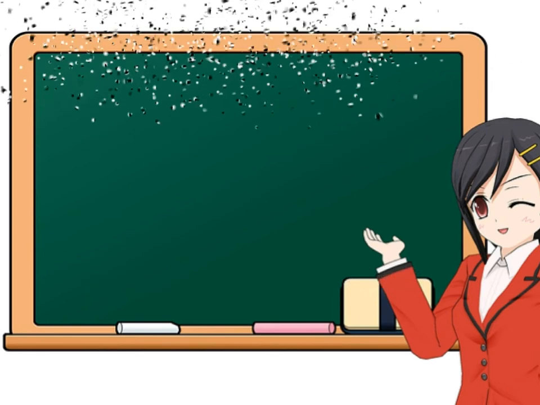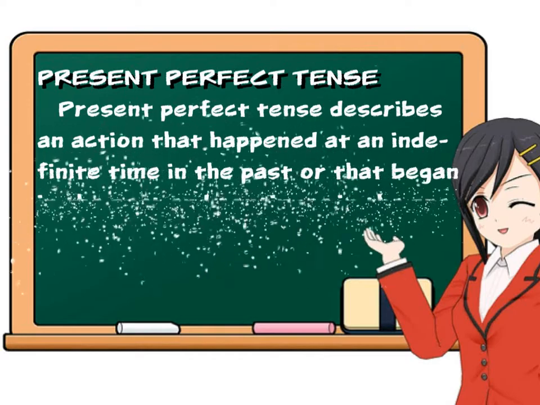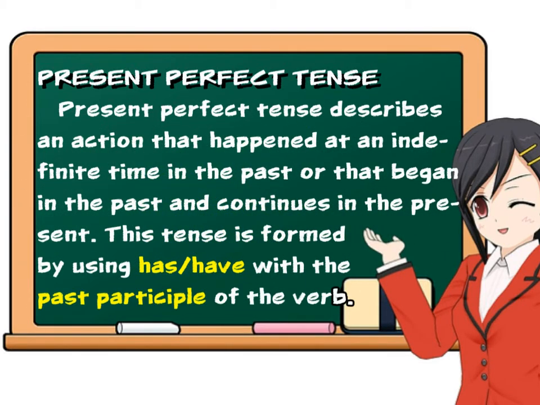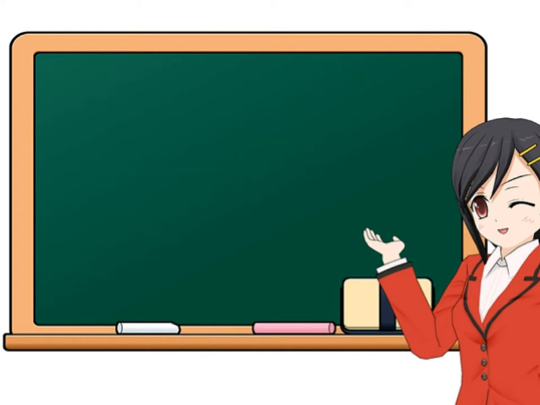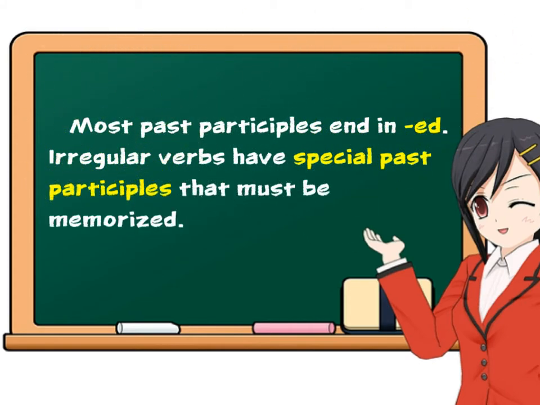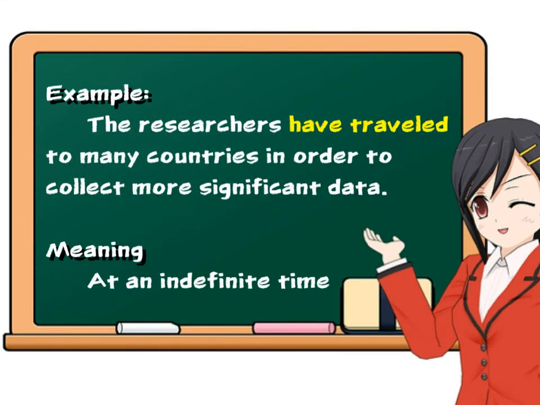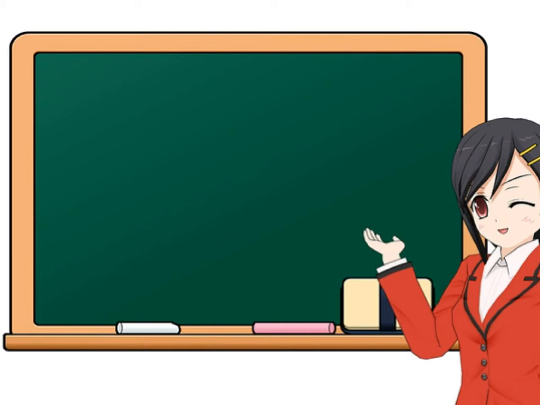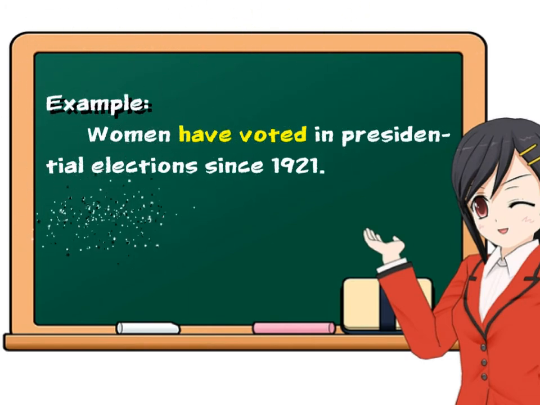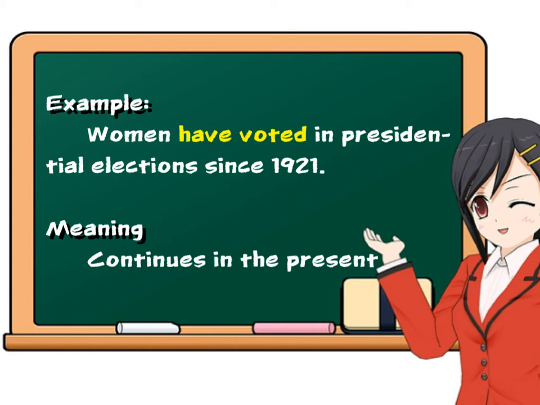Perfect forms. Present perfect tense. Present perfect tense describes an action that happened at an indefinite time in the past or that began in the past and continues in the present. This tense is formed by using has or have with the past participle of the verb. Most past participles end in ed. Irregular verbs have special past participles that must be memorized. Example: the researchers have traveled to many countries in order to collect more significant data, meaning at an indefinite time. Another example: women have voted in presidential elections since 1921, meaning continues in the present.